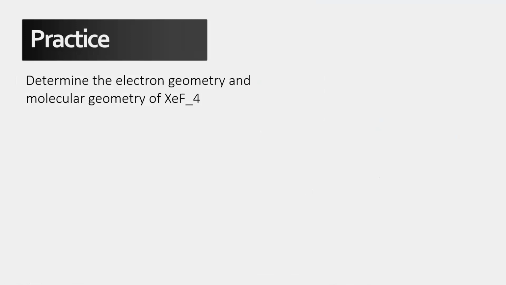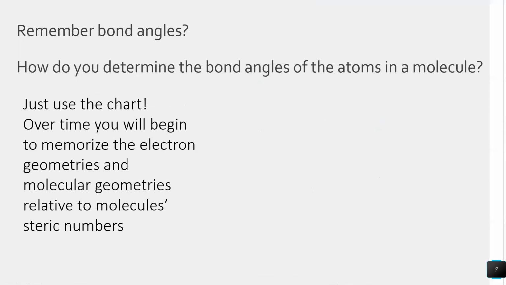Okay, so we have determined the electron geometry and molecular geometry of this molecule. Now, do you remember those bond angles from earlier that we were talking about? You might be wondering how we determine those bond angles. We might know that we have a square planar molecular geometry for that last molecule, but what does that mean about the specific angles between those atoms? Well, it's also nice to have that chart we were looking at earlier because it does tell you those values.